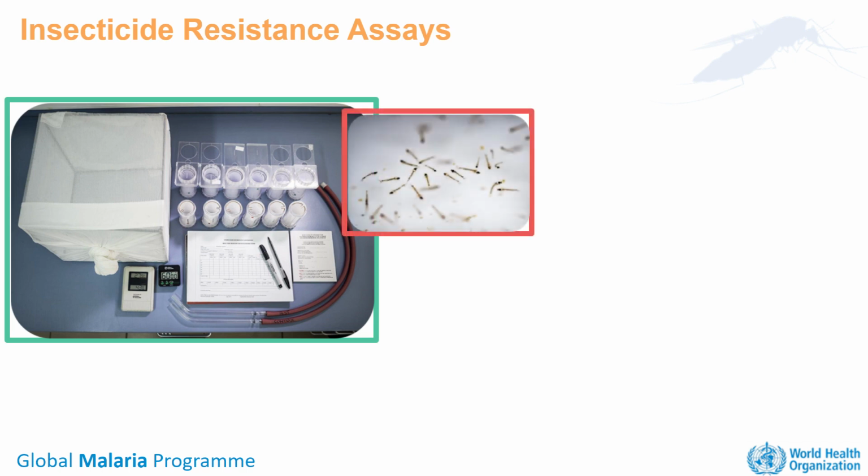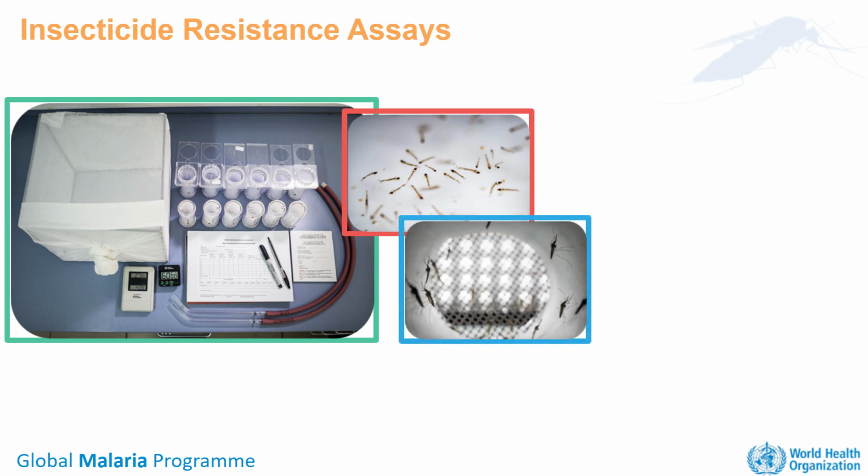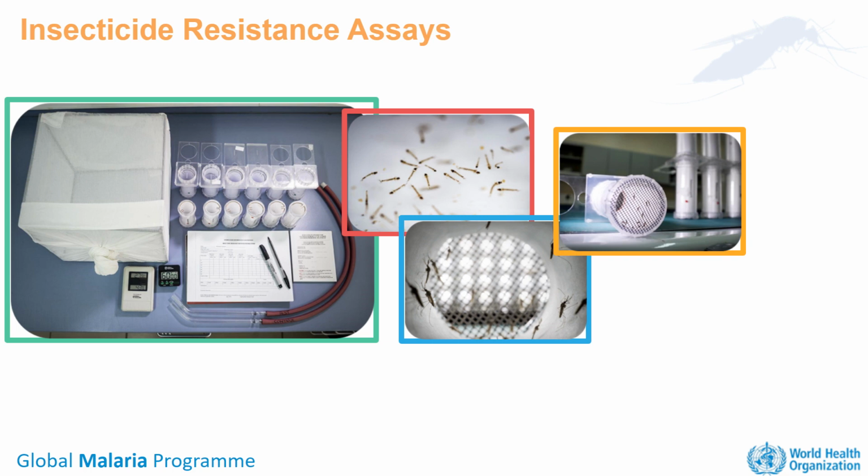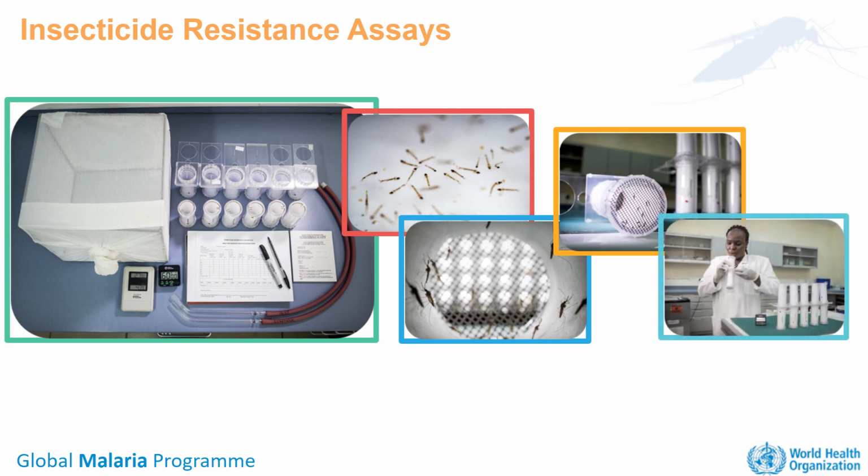Immature mosquitoes are collected from areas where insecticide-based vector control is implemented. Larvae and pupae are reared to adulthood. Adult mosquitoes are exposed to known concentrations of an insecticide for a fixed period of time. The number of dead mosquitoes is recorded at least 24 hours after exposure. The proportion of mosquitoes killed is used to determine whether or not resistance is present. This assay does not provide information on the mechanism of resistance, only whether or not it is present.